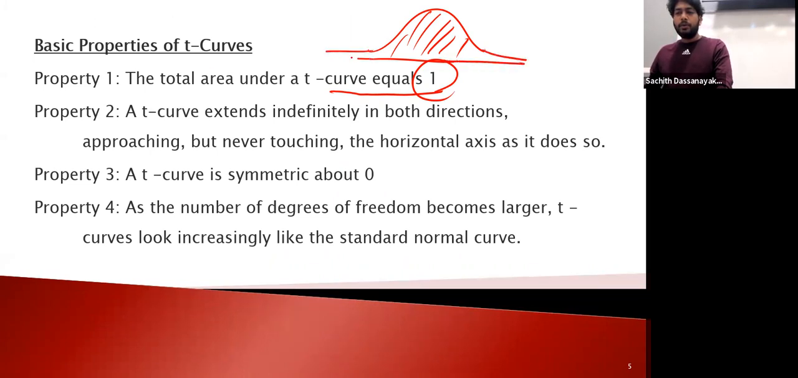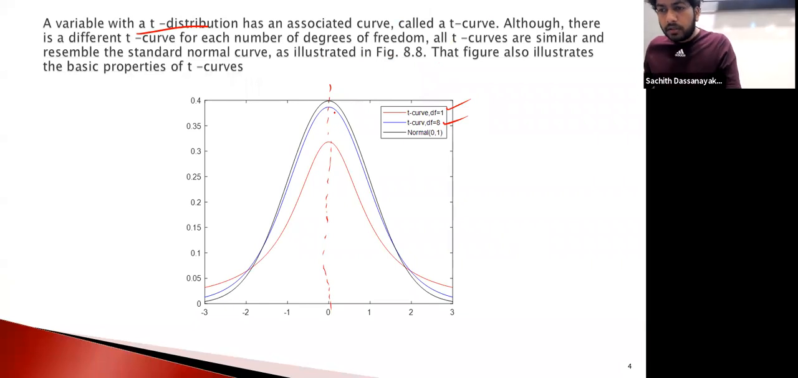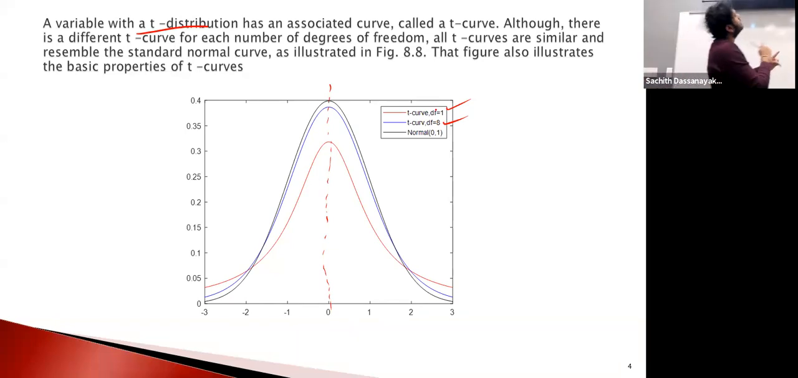Extend up to infinity, both sides. Symmetric about 0, symmetric about 0. As the number of degrees of freedom increases, the curve looks increasingly like the standard normal curve. Blue color one, yes, see, sorry, I think I told you something different. If degrees of freedom increases, the graph goes up, not down. I think I told you the graph goes down, but the graph goes up.